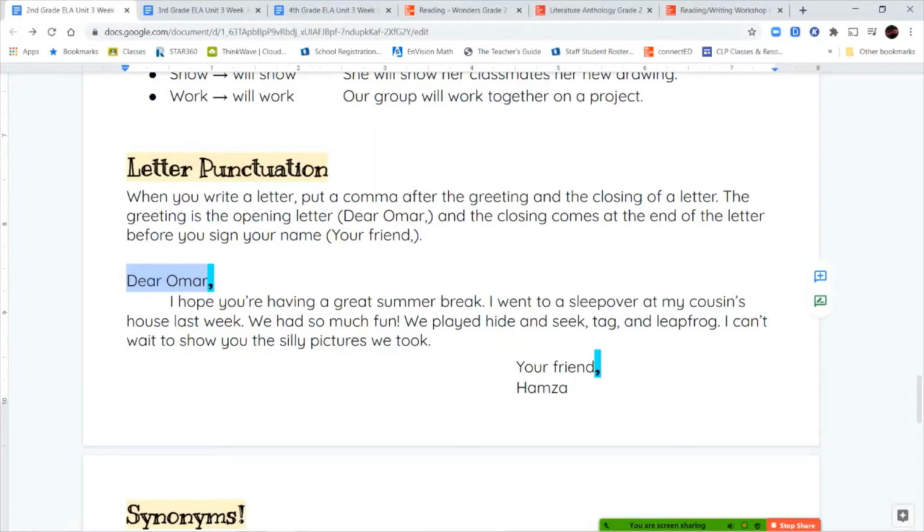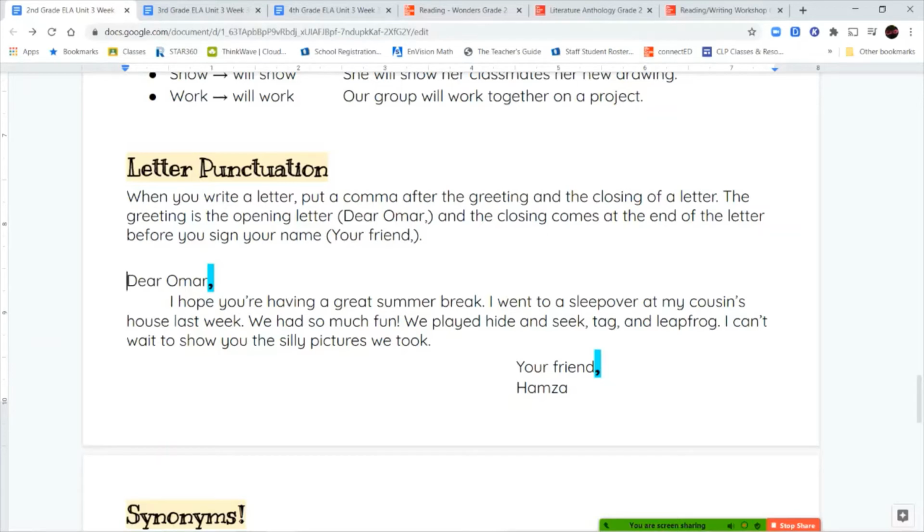So over here where it says, Dear Omar, that's my opening, right? That's me starting my letter. It's telling you who I'm writing to. It's addressing or talking to that person. So when you have an opening, all the words in your opening are capitalized, right? Dear is because it's the first word, and Omar because it's a proper noun. It's a name of someone. I put a comma after that. So Dear Omar, comma.